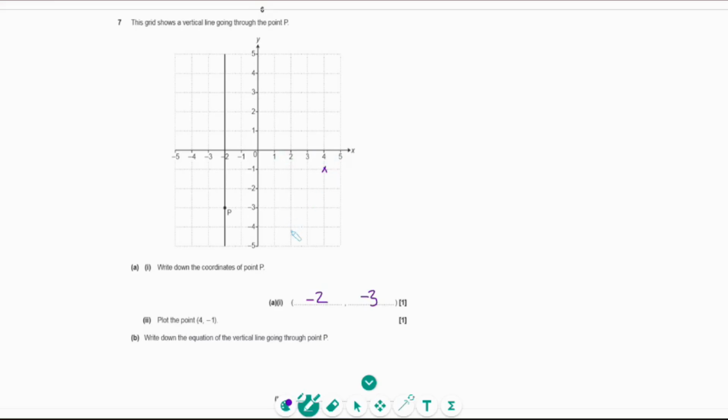Write down the equation of the vertical line going through P. So a vertical line that's going through P is this line here. So it's talking about this line. What's the equation of this line? Going through the x axis, my x value is staying at -2. So the answer is x is equal to -2.